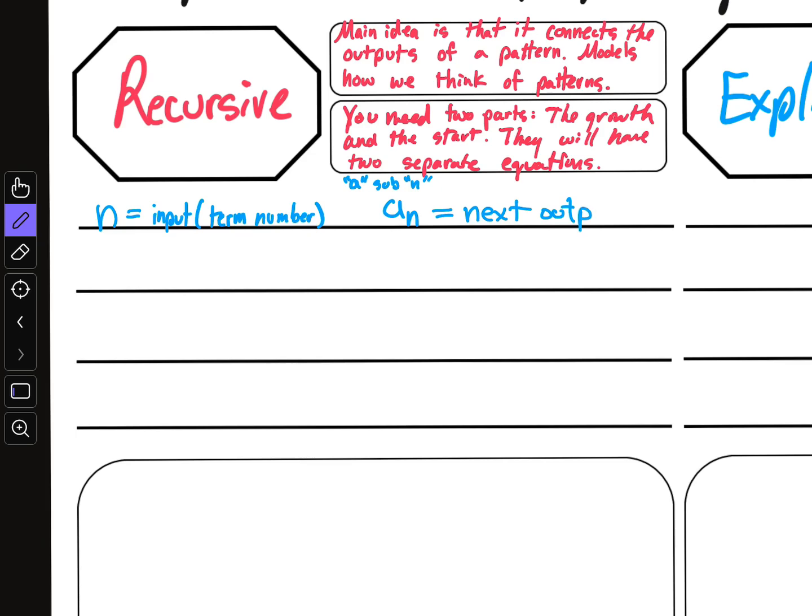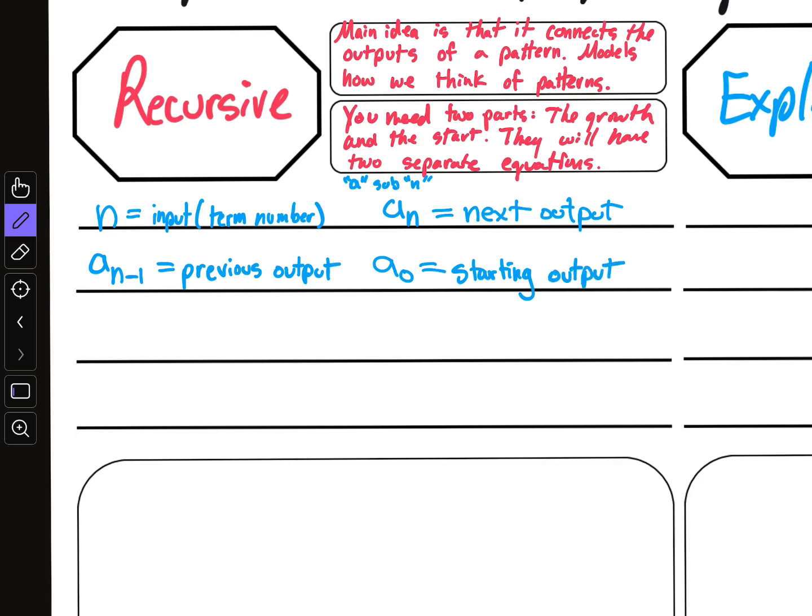So if we're given a pattern and we want to know the next one, we're talking about a sub n. Now a sub n minus 1, where n minus 1 is the subscript, is our previous output. That's like, what just happened? What number do we just have? That's represented by a sub n minus 1. I'll say that again, that's represented by a sub n minus 1. We also have a sub 0, which is going to be the starting output.